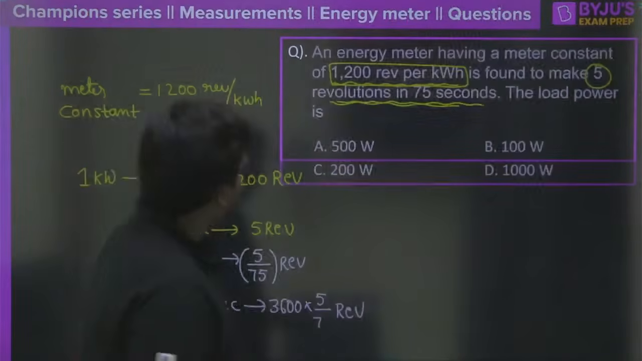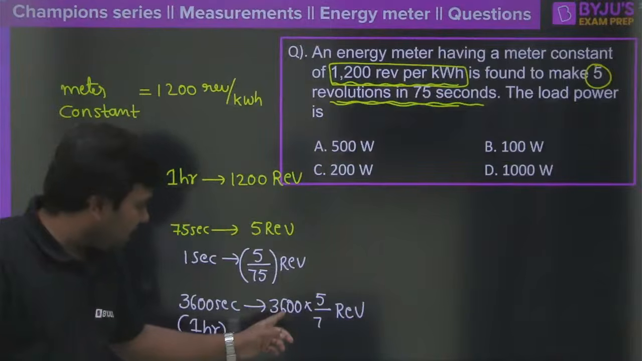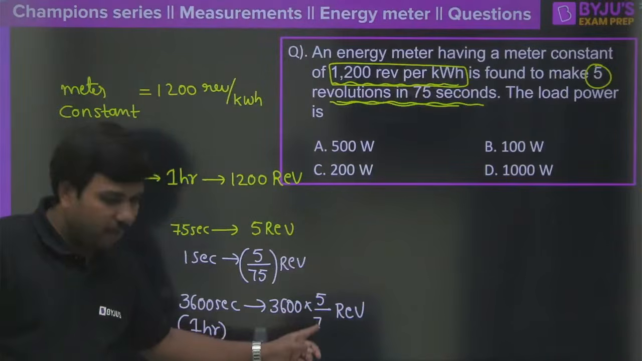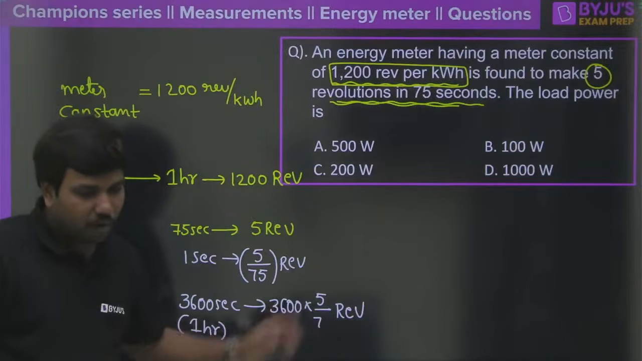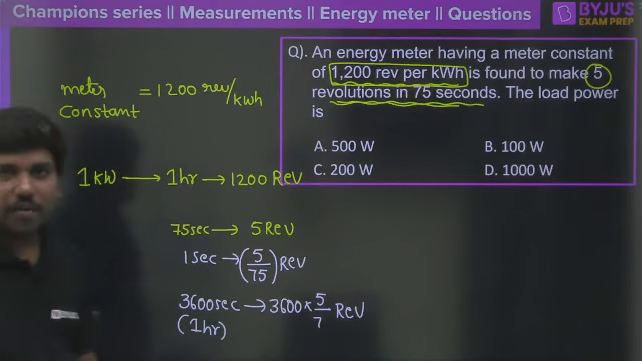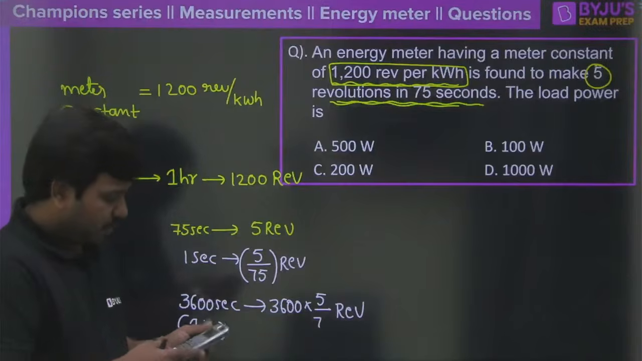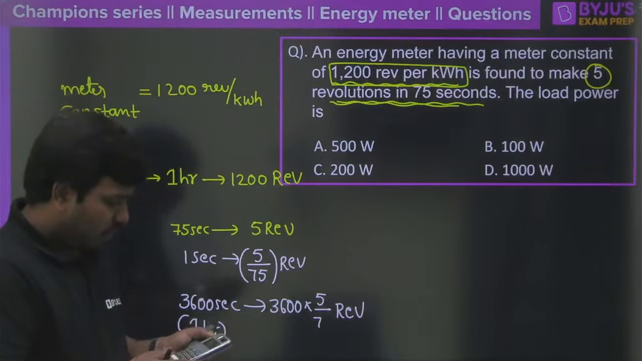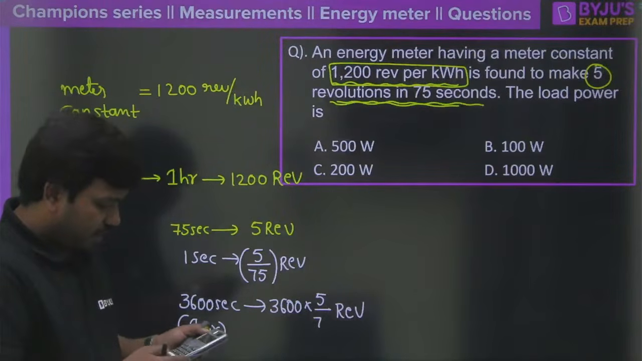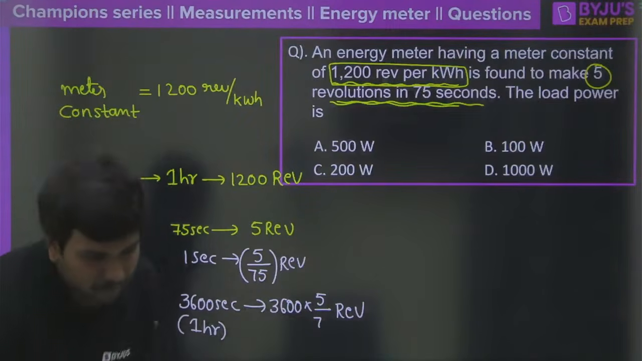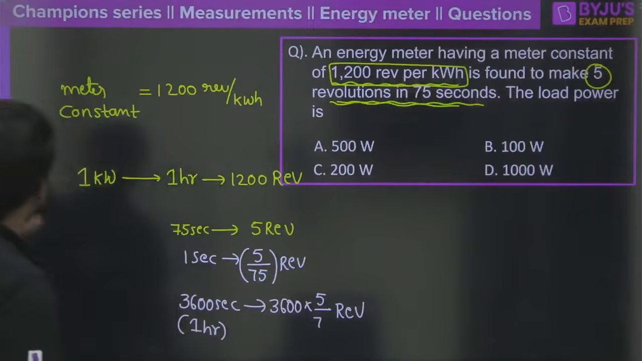Right. So what should we do here? You will be getting 3600 into 5 divided by 75. What would be the answer for that? Can anybody say? Undoubtedly we are going to get 240. Very good. 240 is the number of revolutions here.